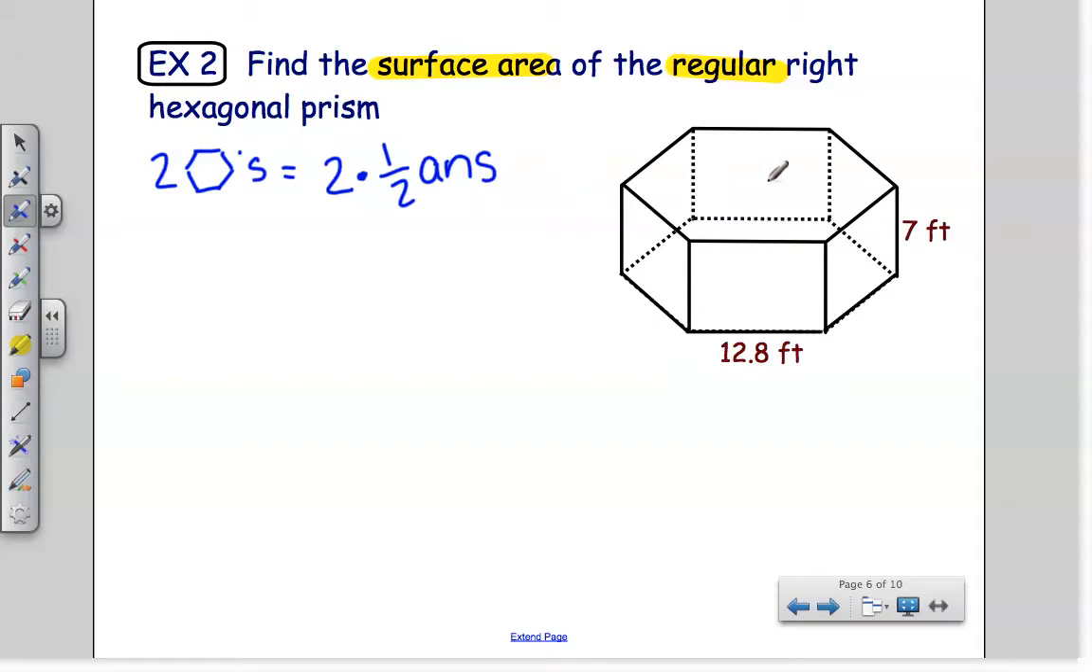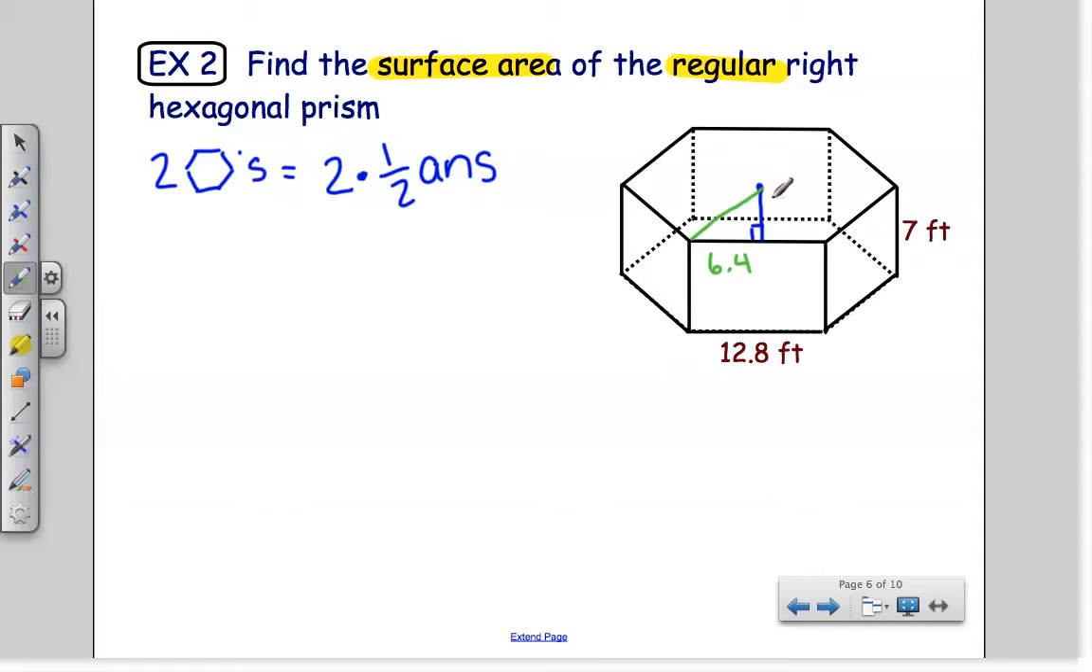But I need this apothem, the apothem here. So I'm going to put that center, I'm looking at the top hexagon here. This is what I need as my apothem, meeting at a right angle to that side. I'm going to draw in a radius here. Now remember, when you draw in that apothem, you've now split this side in half, so 12.8 divided by 2 there, so 6.4 feet for this side length.